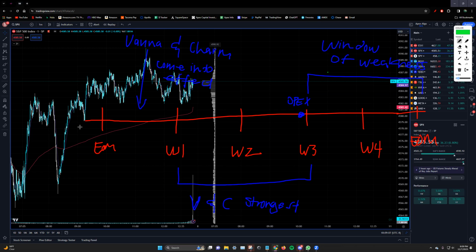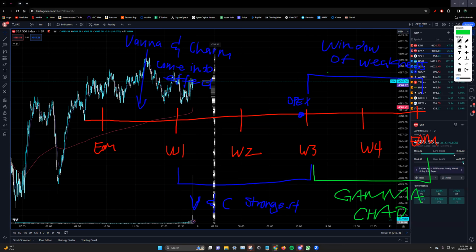Then it slowly starts falling off. It's not actually falling off. However, Vanna and Charm come back into play, aka Gamma becomes slightly less powerful than it would be the prior time beforehand. Does that make sense, guys? So during week 3 to the end of the rest of the month, that is when Gamma is a Chad, right? What is OPEX? OPEX is the 3rd week of every single month where all options expire. Yes, exactly. Gamma is the GOAT at the end of the month, essentially.